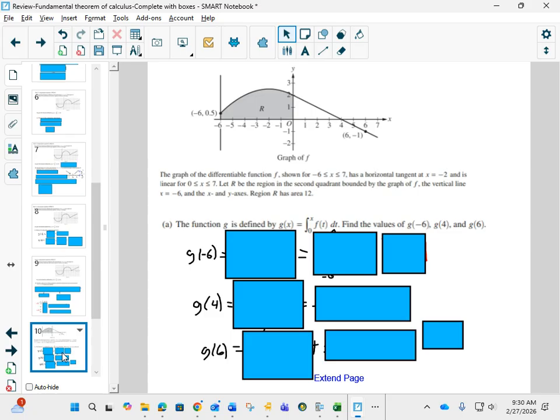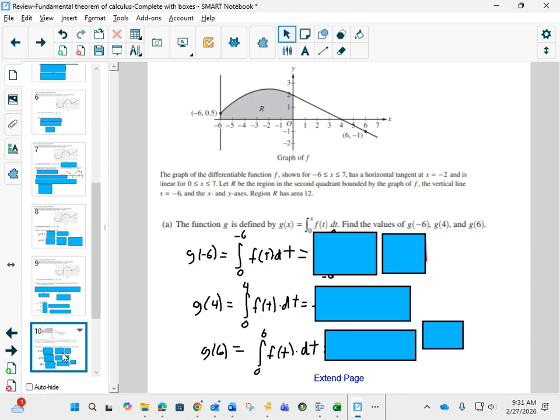So we've got a function g defined by g of x equals the integral from 0 to x, so we see the fundamental theorem of calculus part 1 right away. Find these values: g of -6, g of 4, g of 6. Well, plugging each of those in is just an area function. And we know shapes here. We know from 0 to -6 is the same as -6 to 0. We were told that area was 12, so that answer will be -12.